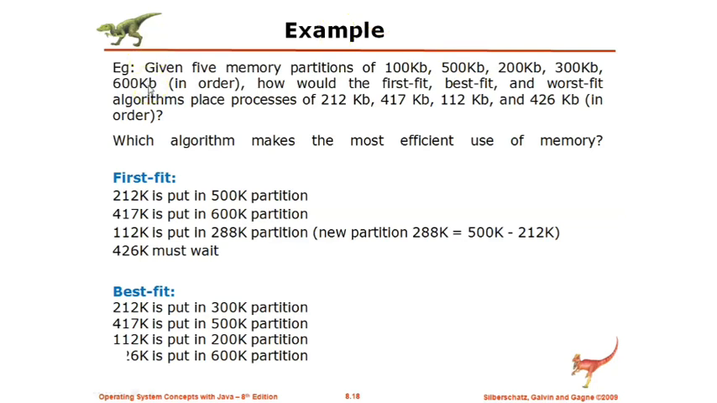500 KB. So that's why this 417K is put in the 500K partition. In the same way, in the next iteration, this 100K is put in the 200K partition and 426K is put in the 600K partition. So in this way the best fit will work. Next we'll see how the worst fit will work.